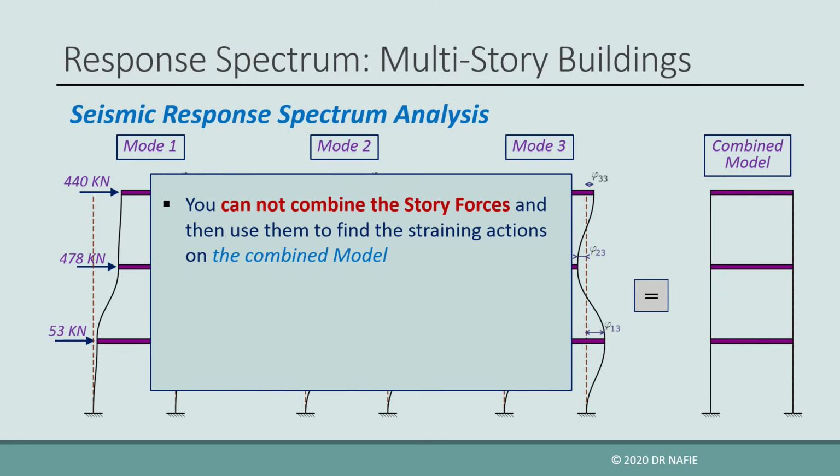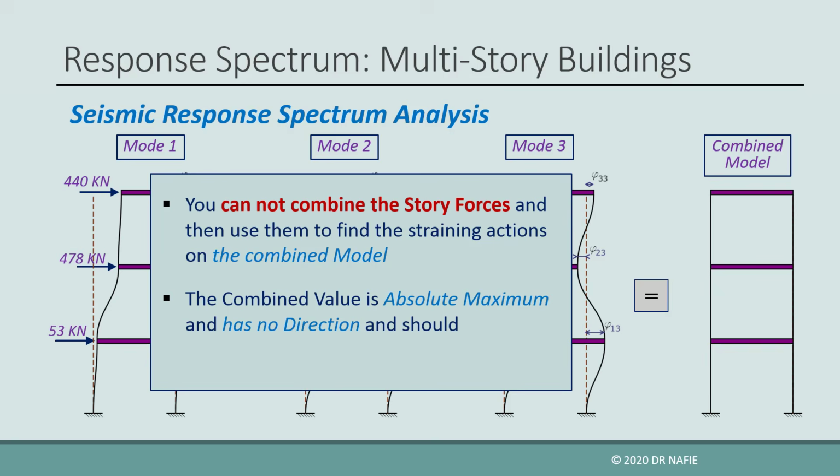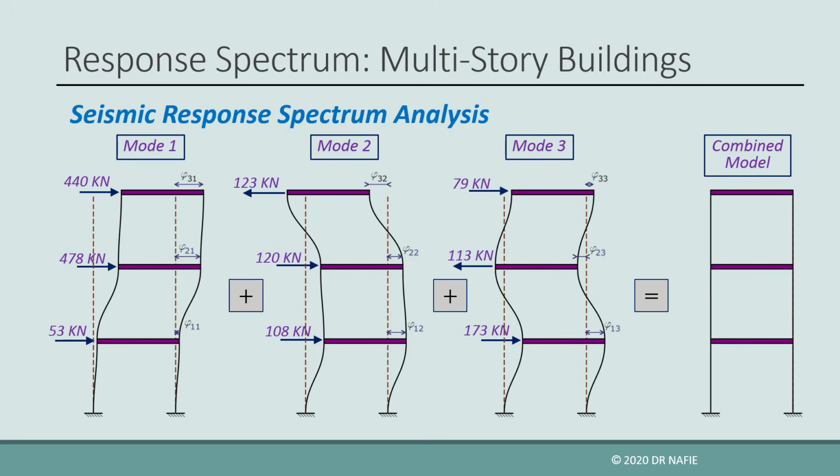Another important point to consider is that the combined values of the straining actions are absolute values and have no sign. Therefore, the designer should assume that the combined straining actions might act in the positive or the negative directions. Now, let us practice and do some combinations.